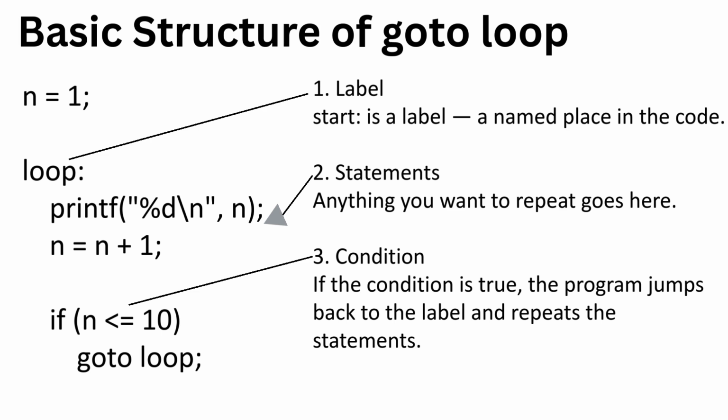Okay. So here on the screen, we see that loop is actually a label placed in the code. There are two statements. One is the printf statement and another is n equal to n plus 1. These two statements are within the label loop. And if the condition is true, if n is less than or equal to n, then it will go to the loop. So actually what it does in that program, you see that it will print the value from 1 to 10 repetitively.